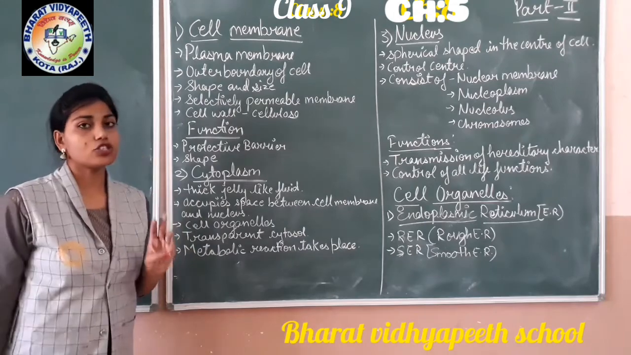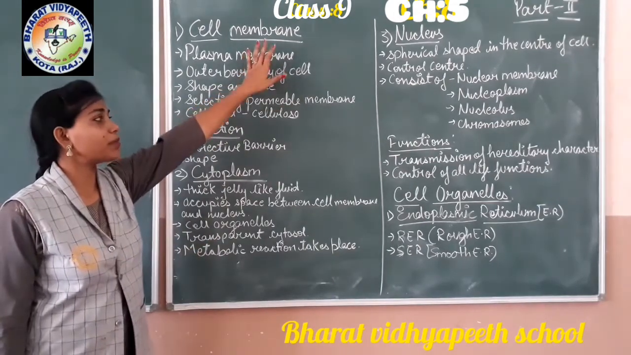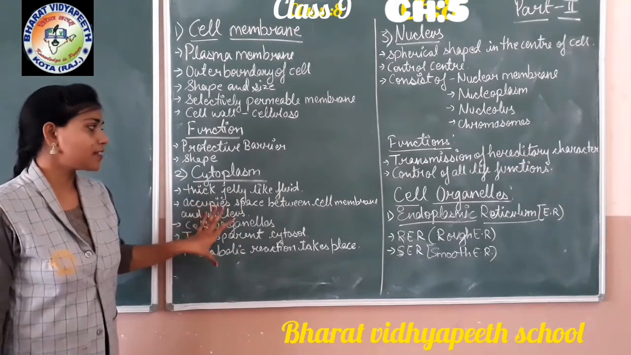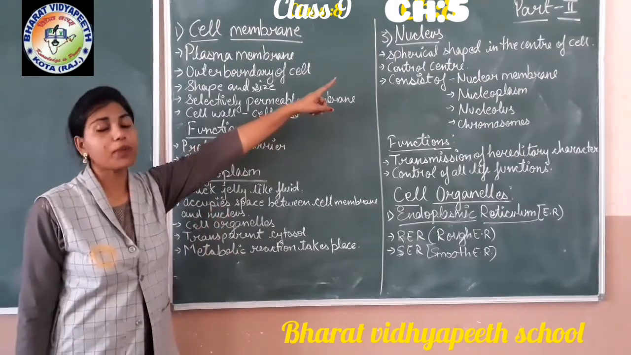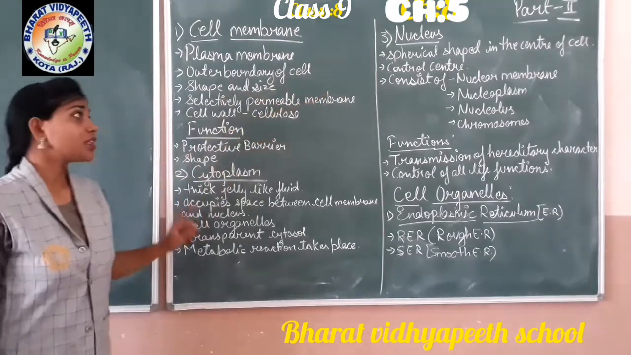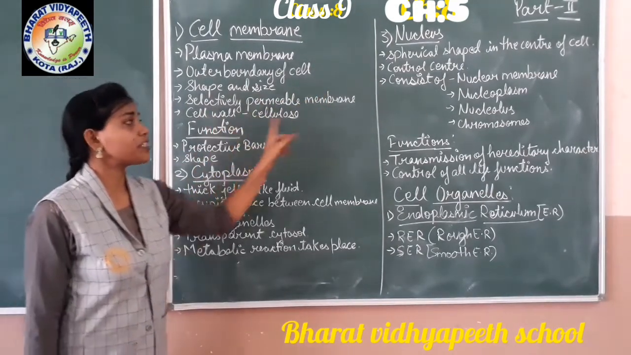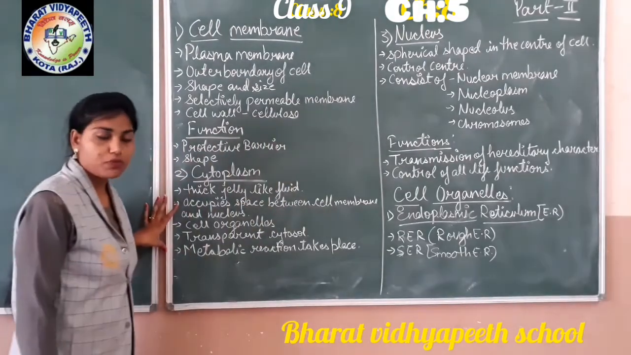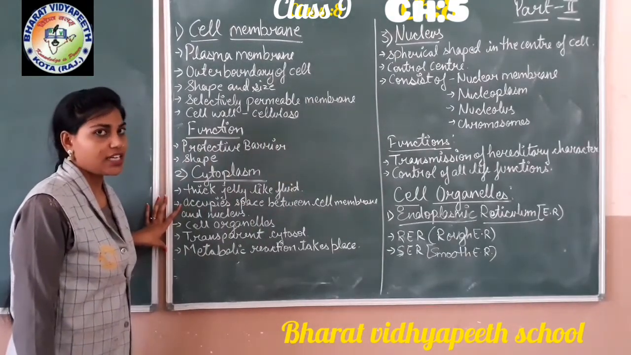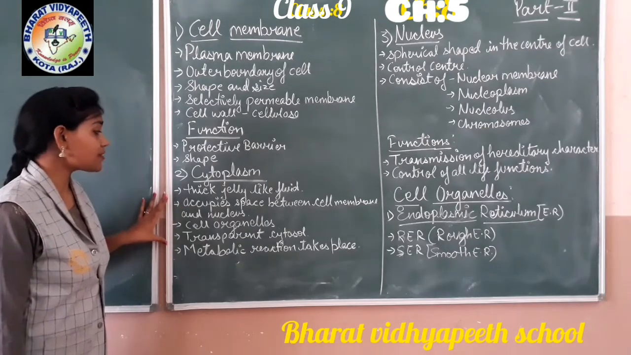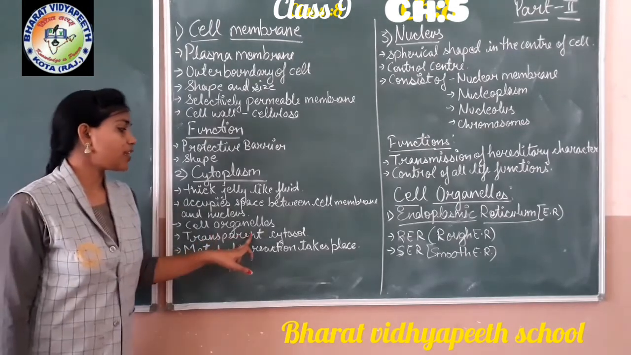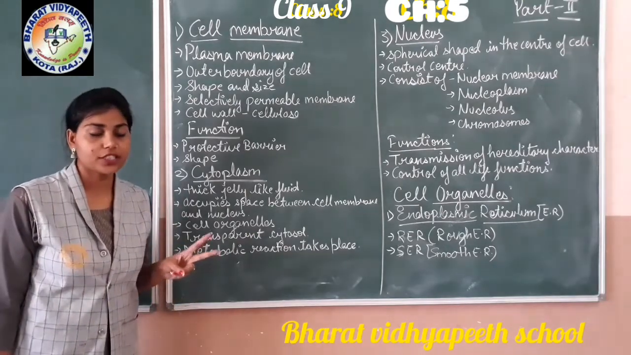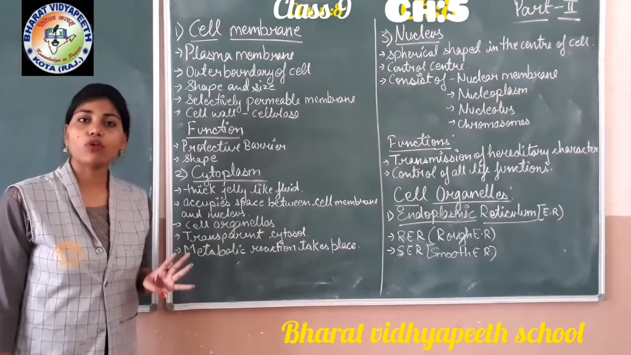As we know, a cell consists of three things. The outer covering is the cell membrane. The fluid present inside the cell is the cytoplasm, and the center part of the cell is the nucleus. The space between the nucleus and the cell membrane is covered by the cytoplasm, which is a fluid-like, jelly-like substance. This jelly-like substance consists of cell organelles. There are many cell organelles like mitochondria, endoplasmic reticulum, lysosomes, and the Golgi apparatus.